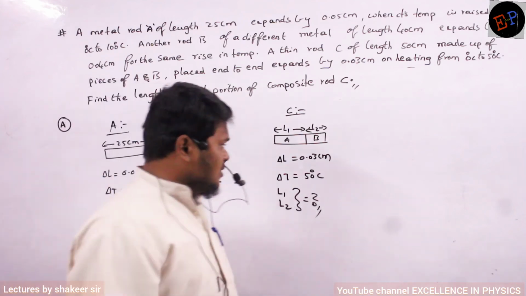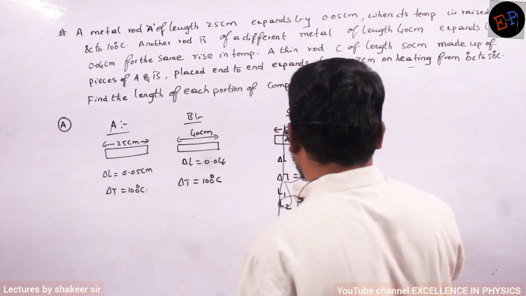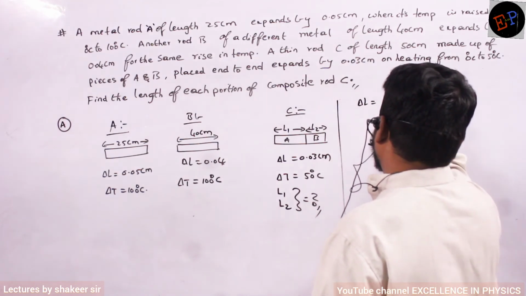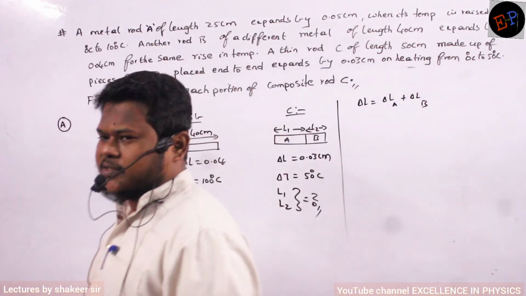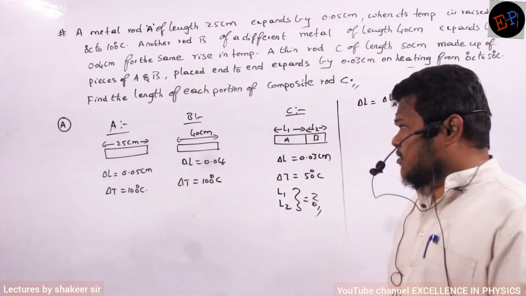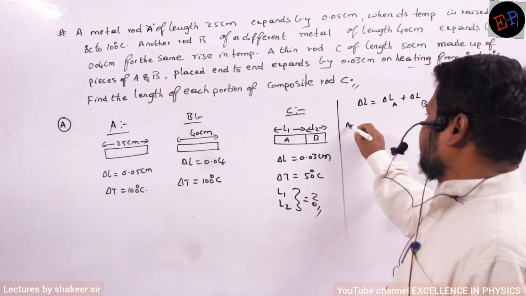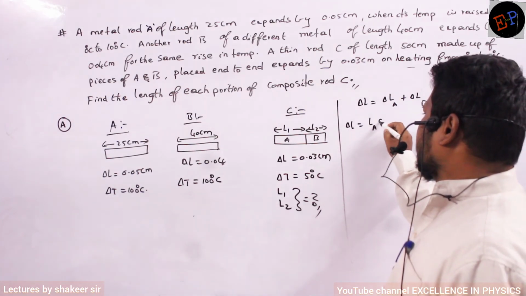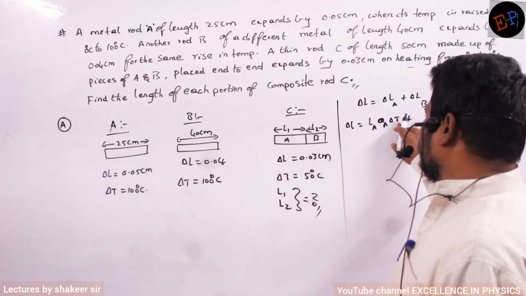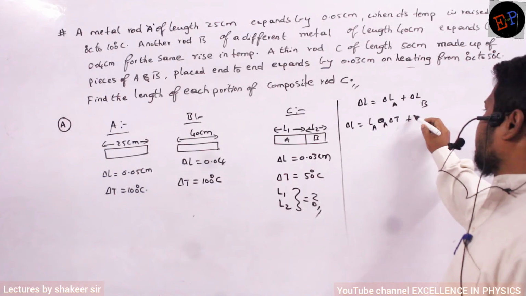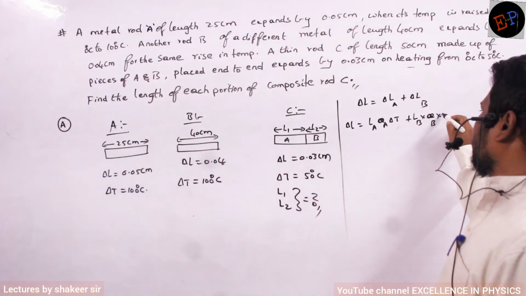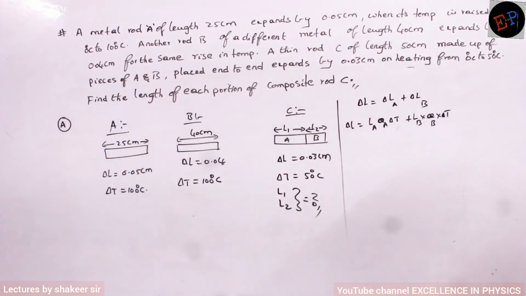So delta L is given in this condition. Therefore delta L is nothing but delta L of rod A plus delta L of rod B. I can write like this. So total change in length is change in length of first rod plus change in length of second rod. And what is the formula for delta L? L alpha delta T. So delta L is equal to LA alpha A delta T plus, the change in temperature is same, so you can write delta T only. And what about the second rod? Length of second rod, coefficient of linear expansion of second rod multiplied by delta T. This is what I can write.